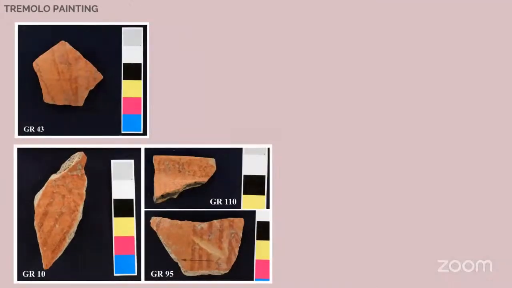Tremolo painting refers to these motifs with wavy lines that have an almost expressionistic quality, and it is registered only on 4 specimens, and it is always done in red color. But the red paint here is a bit more diluted, and the paint is smeared, and the edges of the lines are not very clear.